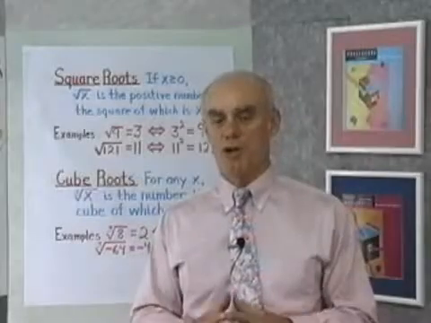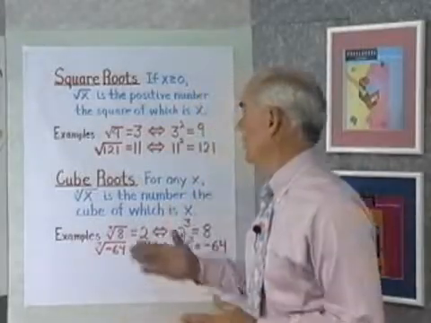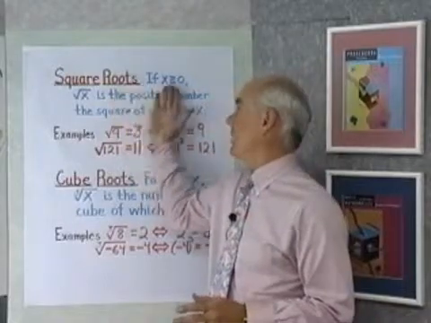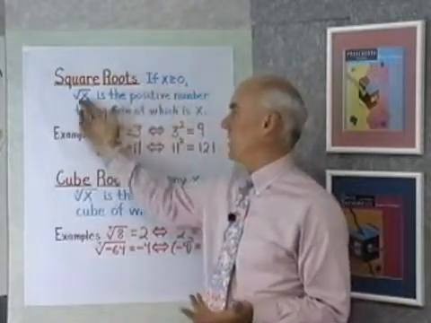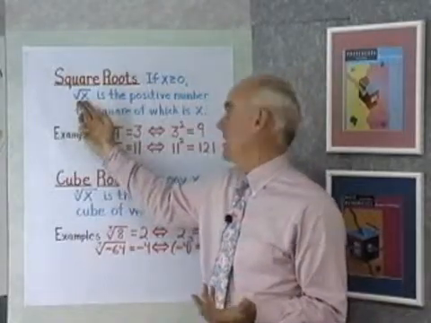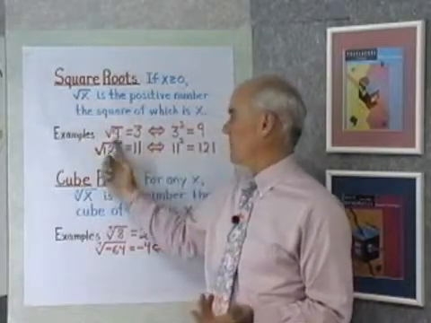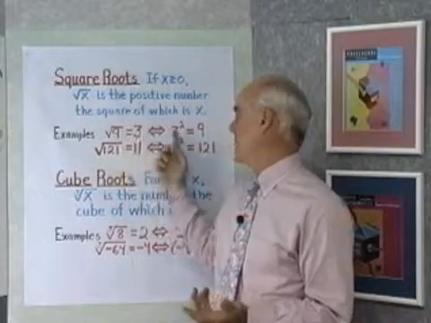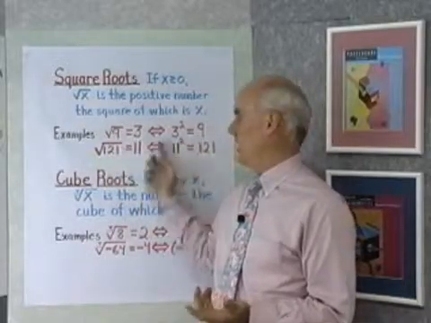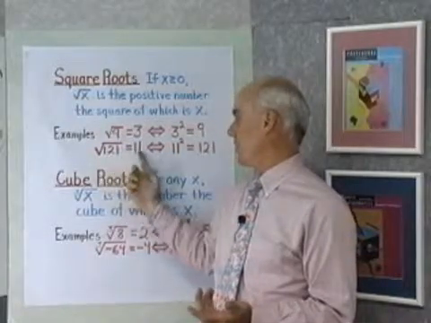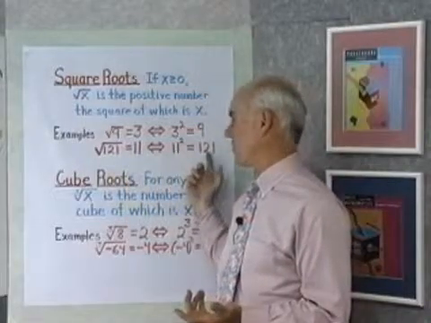In this section, we want to start our work with square roots. I've written a definition over here on the board for the square root. If x is a positive number, then this stands for the square root of x, and it is the positive number we square in order to get x. So, for instance, the square root of 9 is 3 because 3 squared is 9. Likewise, the square root of 121 is 11 because 11 squared is 121.